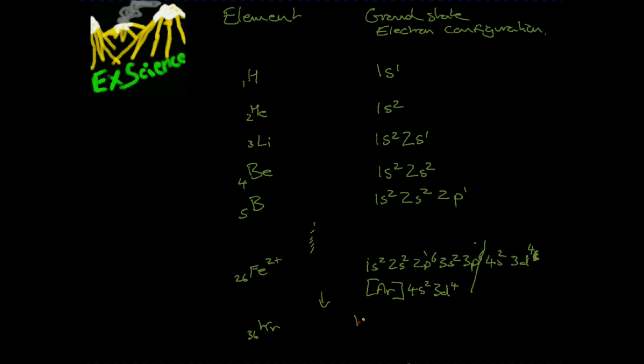And the electronic configuration is 1s2, 2s2, 2p6, 3s2, 3p6, 4s2, 3d10, 4p6, and that should now equal 36. So if I add all those up, it's 16, 18, 24, 26, 32, 34, 36. So that gives us 36 electrons. So that's the electronic configuration of krypton.